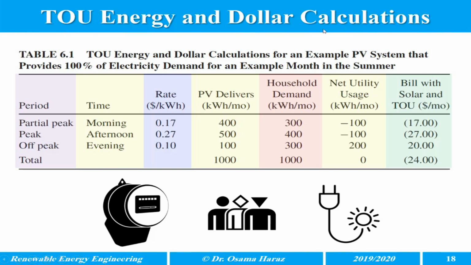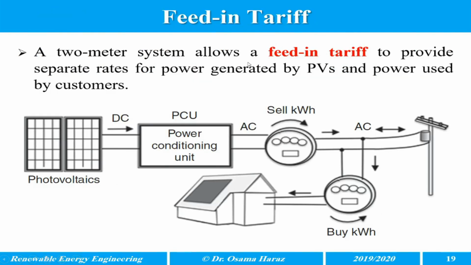using a TOU tariff. Actually, this is another example of the 2-meter system. In a 2-meter system, we have 2 meters. Each meter has its own tariff, a feed-in tariff, one for selling and one for purchase. So the sell kilowatt hour has a different rate than the buy kilowatt hour. And this system can be used to provide separate rates for power generated by PVs and power used by customers.